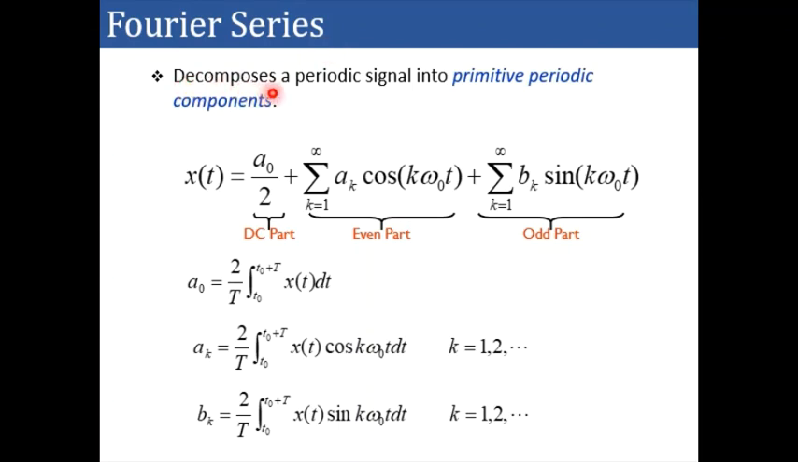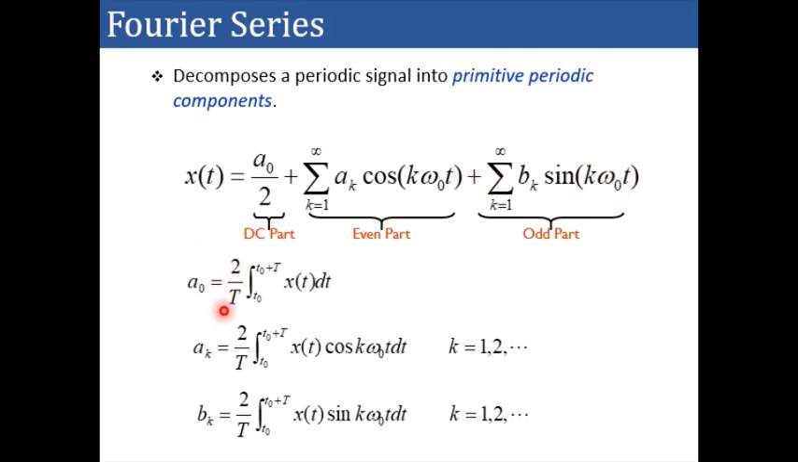Fourier series decomposes a periodic signal into primitive periodic components. So we can define the Fourier series as x(t) = a0/2 + sigma k=1 to infinity a_k cos(k omega0 t) + sigma k=1 to infinity b_k sin(k omega0 t).